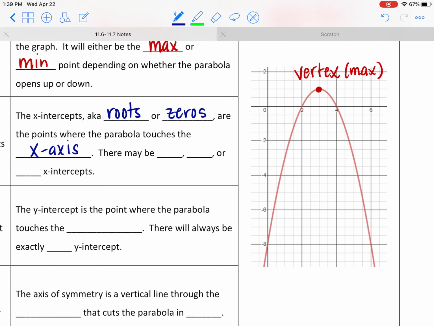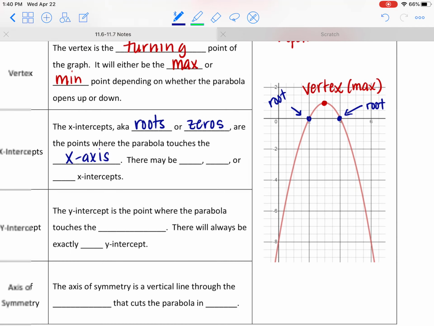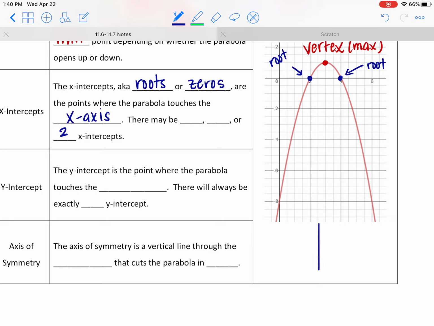And these are the points where your parabola touches the x-axis, and that should make sense, right? An x-intercept, where does the graph intercept the x-axis? So in this particular case, our parabola touches the x-axis. The x-axis is this one, okay? Where does our graph touch that axis? Right here. So we have a root, an x-intercept right there, and then it also touches here, so we have a root or an x-intercept there. So it's possible for your graph to have two x-intercepts.